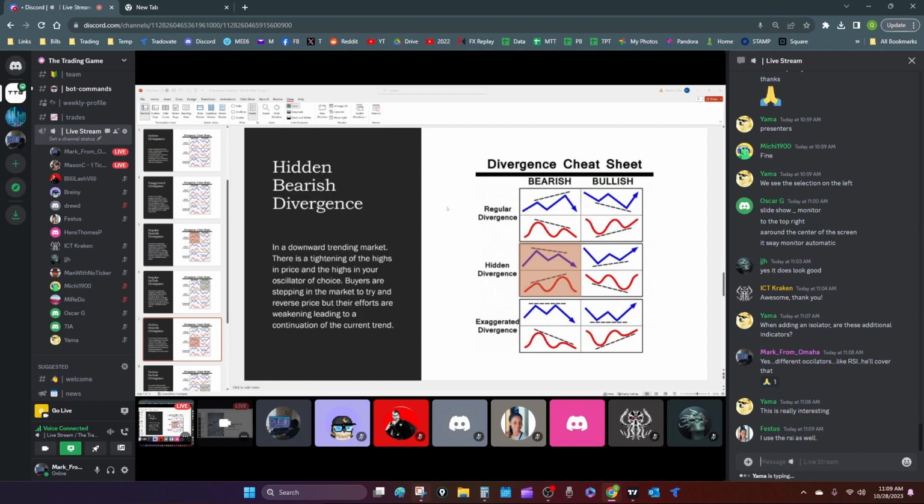Hidden bearish divergence. In a downward trending market, if you're making lower lows and lower highs, during a pullback, when you think that this price could turn around, price will start making lower highs in the downward direction, and then the oscillator will begin making higher highs. So buyers are stepping into the market to try to push price up, right? They're trying to push price up. They can't make a higher high. The momentum of them is getting higher, but that means they're weakening because they can't push the price higher than the previous peak. Then you have a continuation of the bearish nature of your current trend.